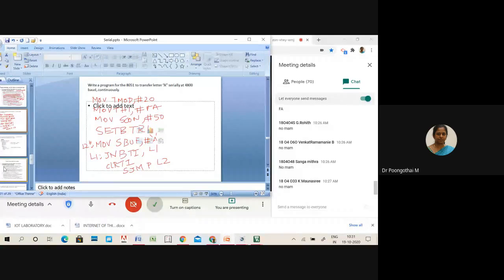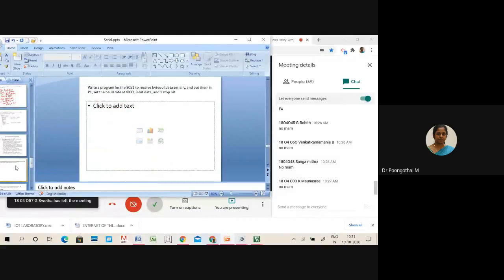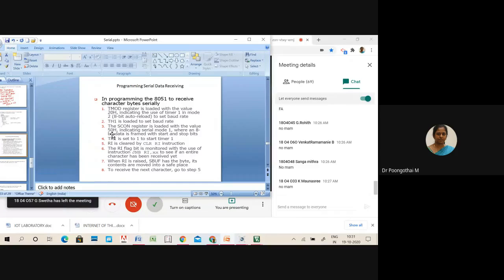And the second problem is reception. The only thing is the first steps will be the same: initialize TMOD, TH1 and SCON register, start your timer, and you have to monitor your RI flag continuously. When RI is set to 1, it means your SBUF register has a character. So you have to transfer that character from the SBUF register to a general purpose register in order to view your reception. So the first 4 steps will be the same. After that, you have to monitor your RI flag. When RI is set to 1, the character is available in SBUF. Move that SBUF into a general purpose register.